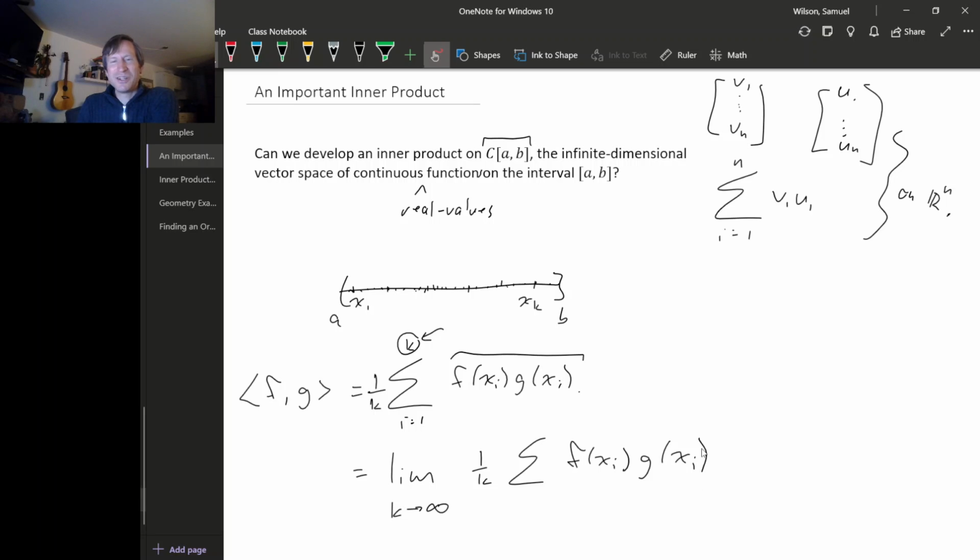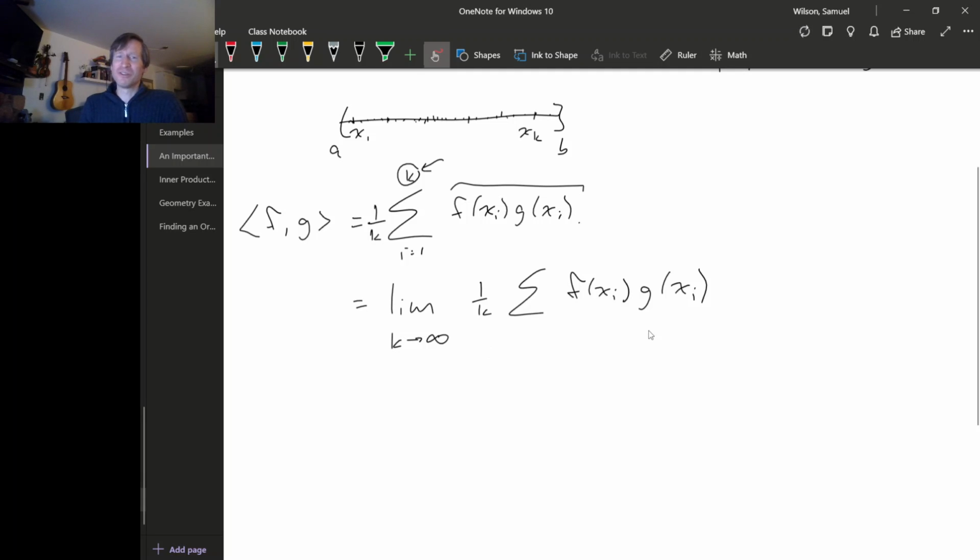But what we're starting to see here is that this looks an awful lot like an integral. This is starting to look a lot like the integral from A to B of f of x times g of x.